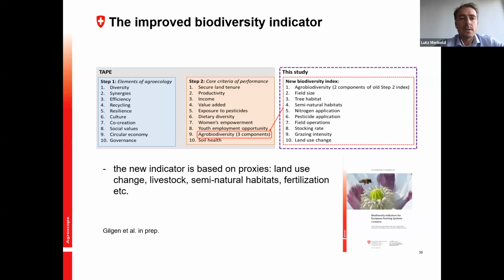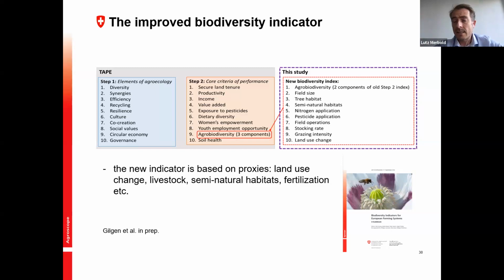Here we go. So you see TAPE step 1, the elements of agroecology, on the left side. Then you see step 2, which goes a bit further. And on level 9, there's agrobiodiversity, which basically consists of 3 components. Then we tried to open this box up and make it a bit more complex, but also more complementary by still including agrobiodiversity and also landscape scale biodiversity.